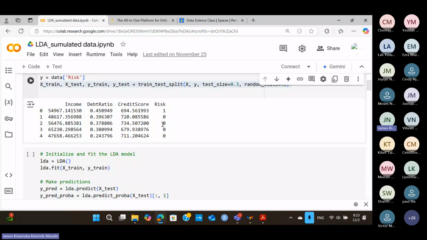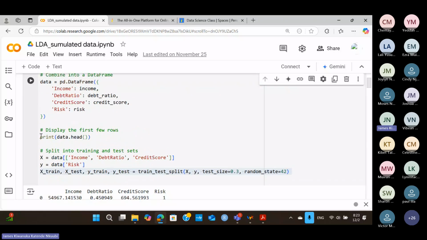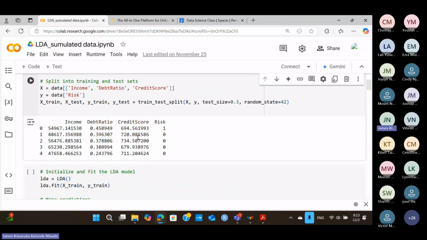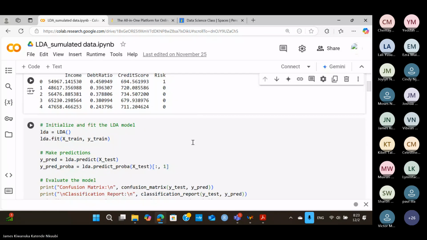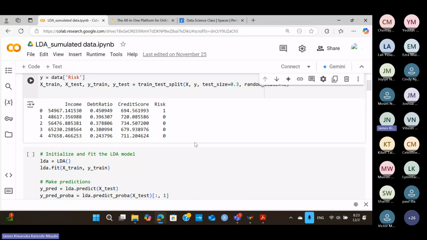So this is the data itself. I think this is a command that produces that. You have the income, you have the debt ratio, you have the credit score, and then you have the classification of high risk or low risk: 1 for high risk and 0 for low risk customer. The aim now is to predict whether a customer is a high risk customer or low risk based on these three variables. Can they help us to do that?